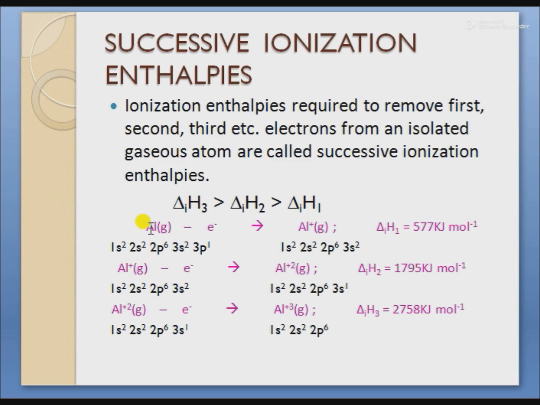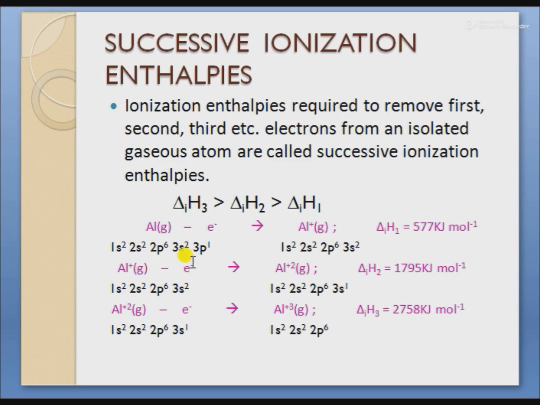Here, aluminium in gaseous state, when it loses one electron, becomes aluminium positive, and its ionization enthalpy is 577 kilojoules per mole. The electronic configuration of aluminium here is 1s2, 2s2, 2p6, 3s2, 3p1. When it loses one electron from the 3p orbital, it becomes 1s2, 2s2, 2p6, 3s2, which means a stable configuration.